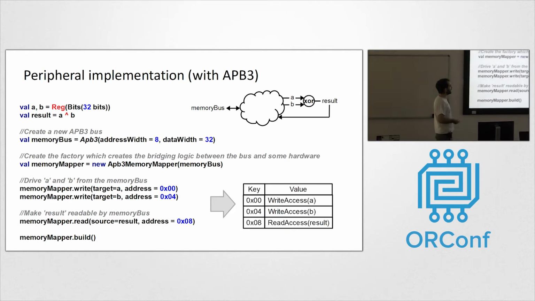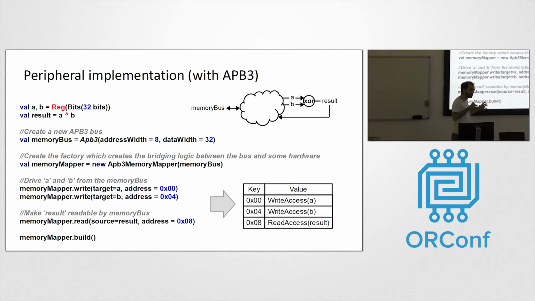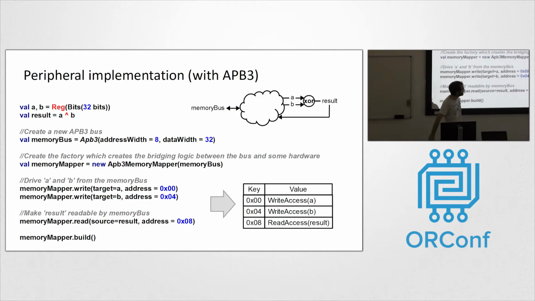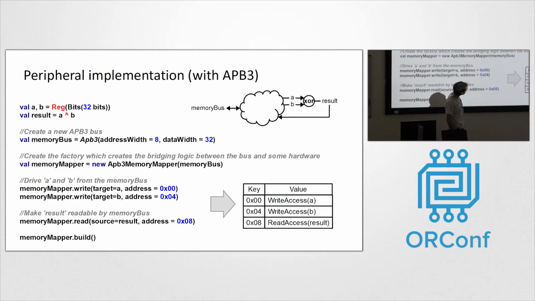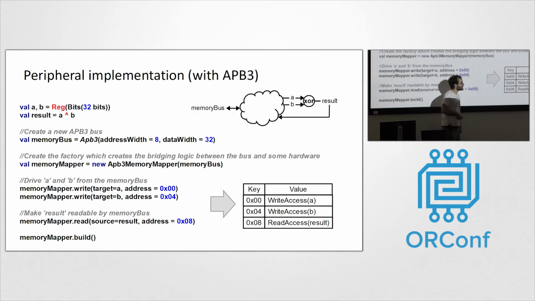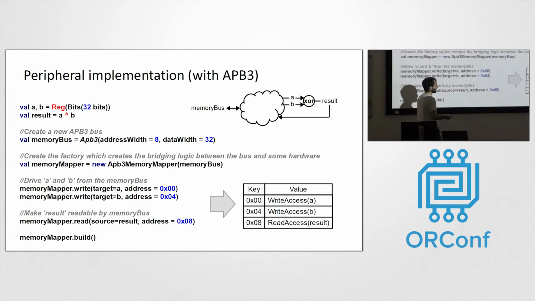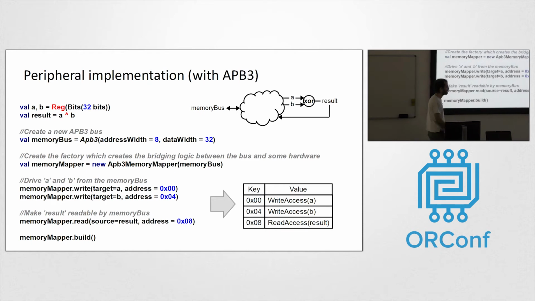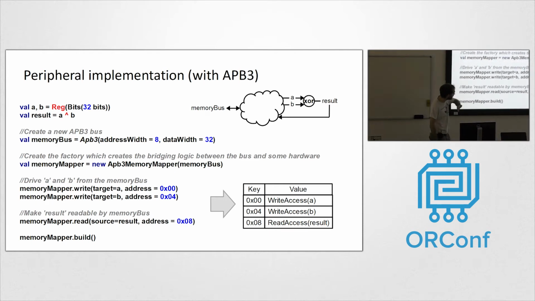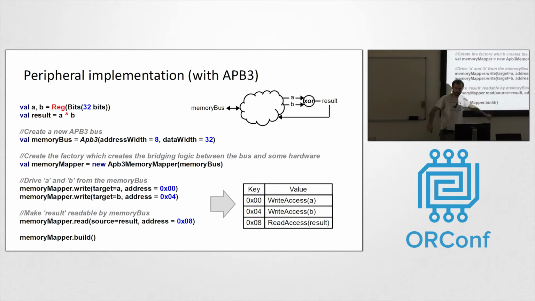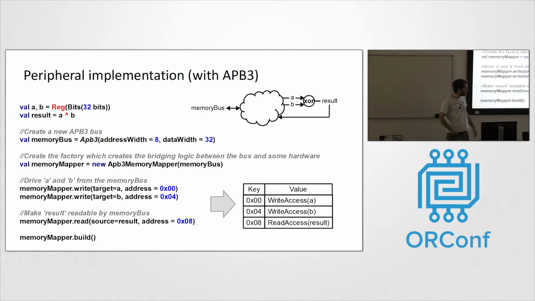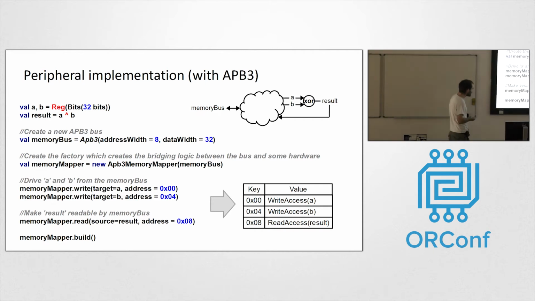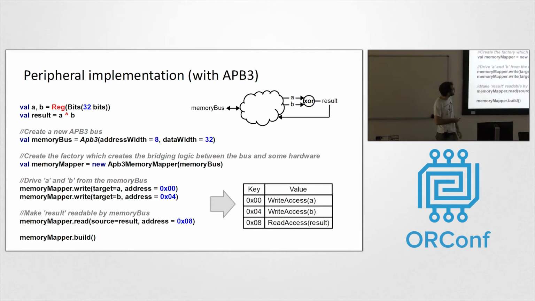What we are doing here is building a software model of our memory mapping for the peripheral. For a given key value, which is here the integer address of our peripheral, what do we have to do? We have a write access on A at address 0, a write access on B at address 4, and a read access on the result at address 8. Once we have built this software data model, we have to translate it into hardware by, for instance, calling a build function. This function will translate the software model into hardware. And now I will show you how this is done behind the scenes.